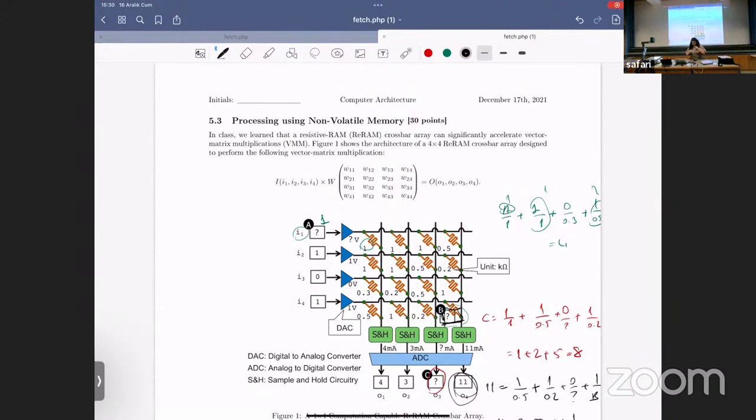So the next question is about asymmetric multi-core systems that Nika is going to discuss. Is it working now? Yes. Okay.